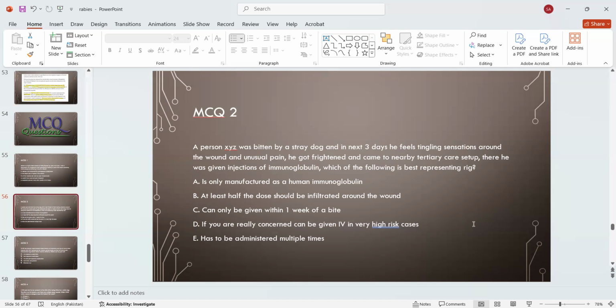A. It is only manufactured as a human immunoglobulin. B. At least half the dose should be infiltrated around the wound. C. Can only be given within 1 week of a bite. D. If you are really concerned, can be given intravenously in very high risk cases. Or E. Has to be administered multiple times. The answer is B. At least half the dose should be infiltrated around the wound.